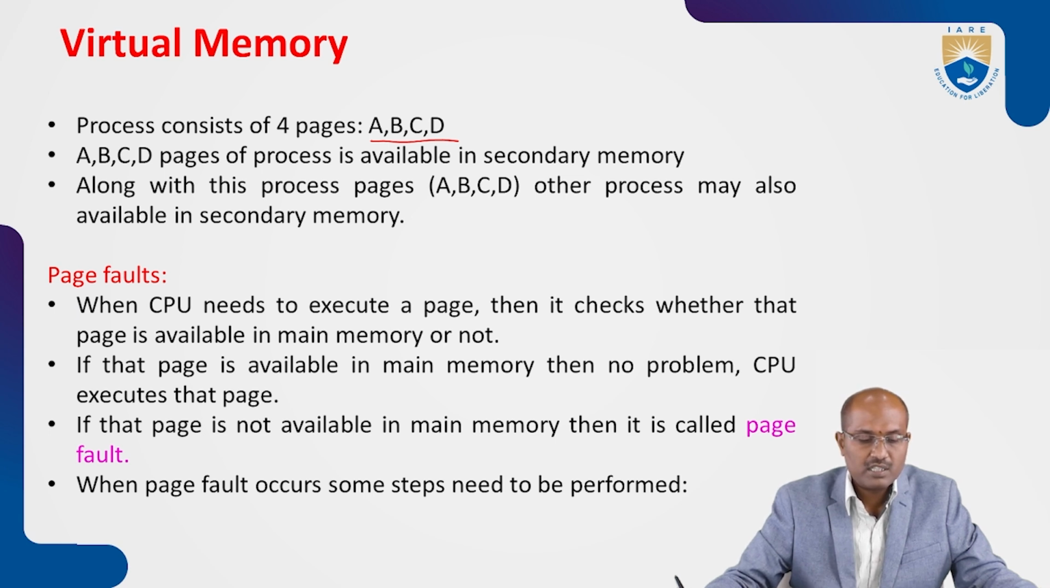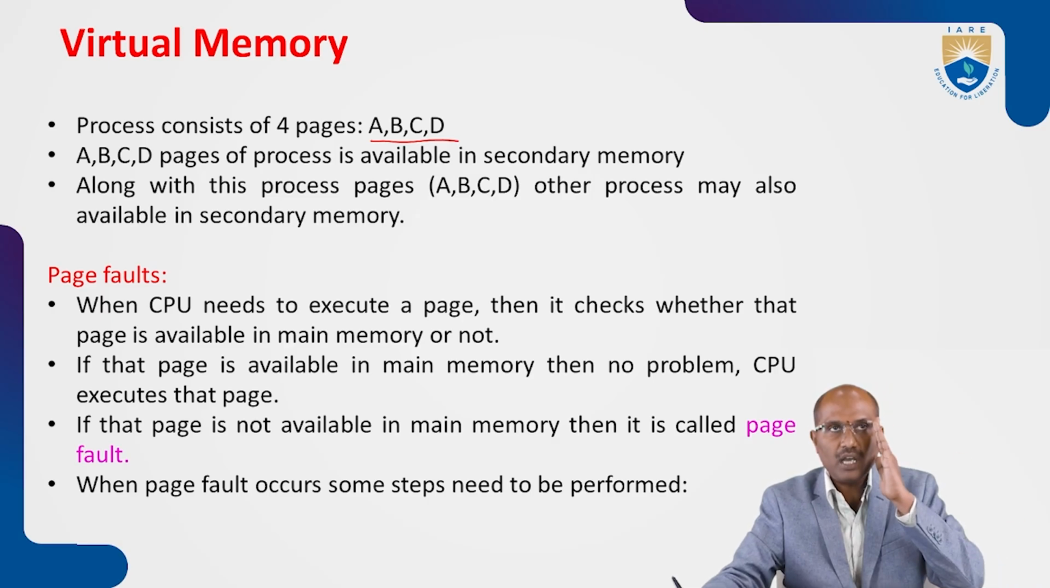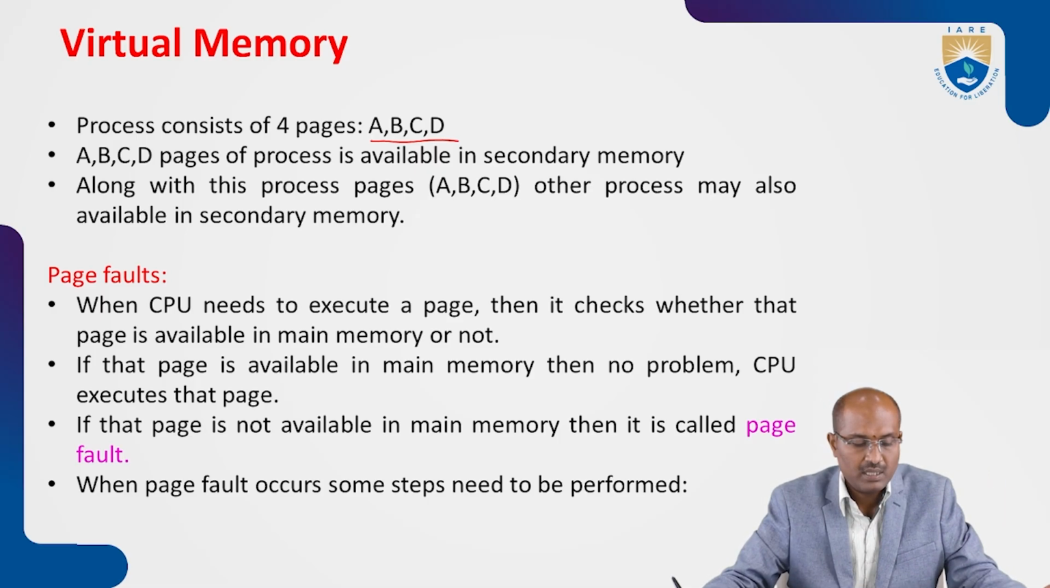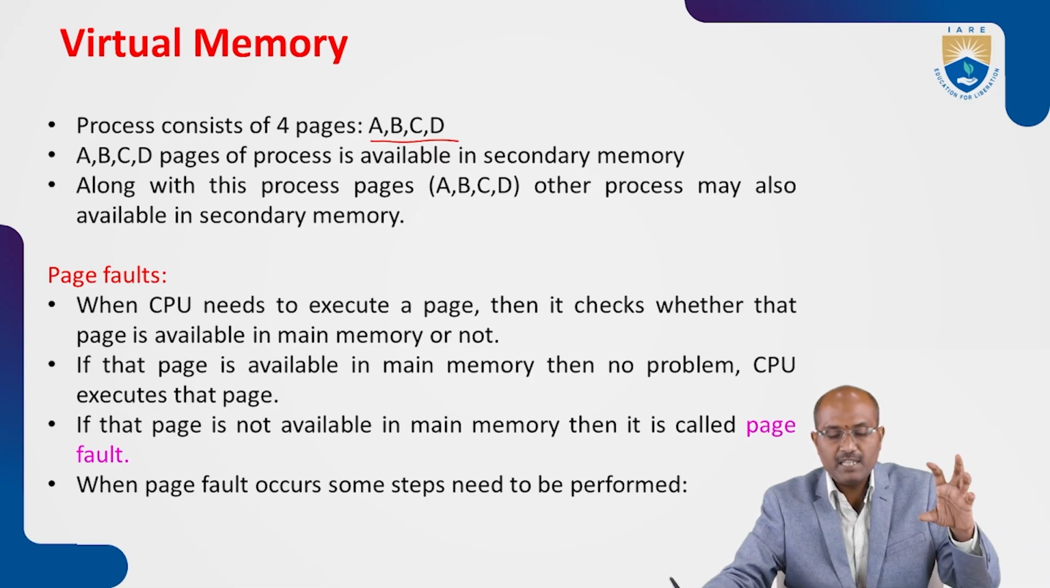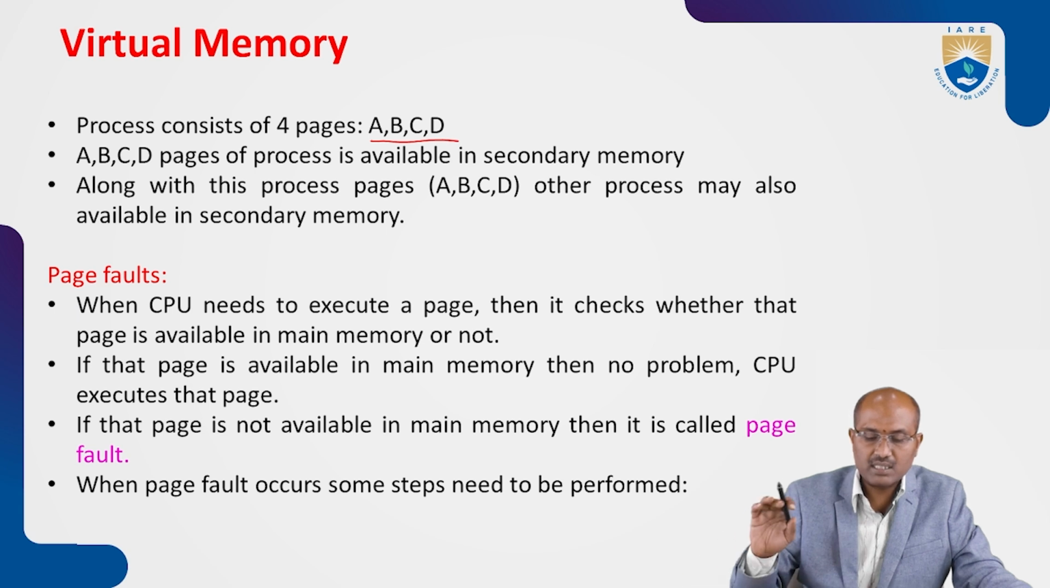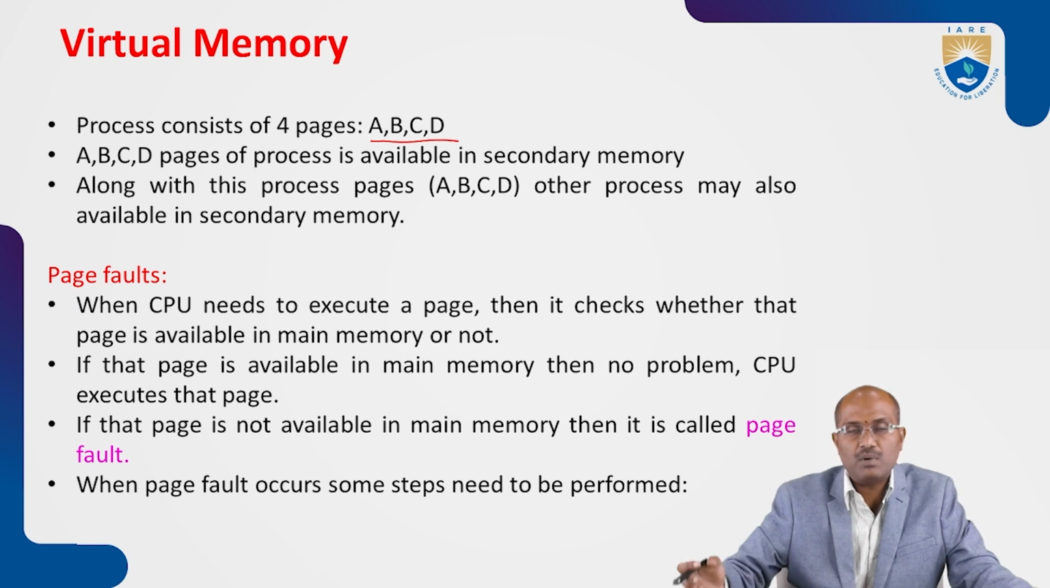When the CPU needs to execute a page, it checks whether the page is available in the main memory or not. If the page is available in the main memory, then no problem, the CPU executes that page. If the page is not available in the main memory, that is called a page fault. When the page is available in memory, there is no problem and the page is executed. When a page fault occurs, some steps need to be performed.